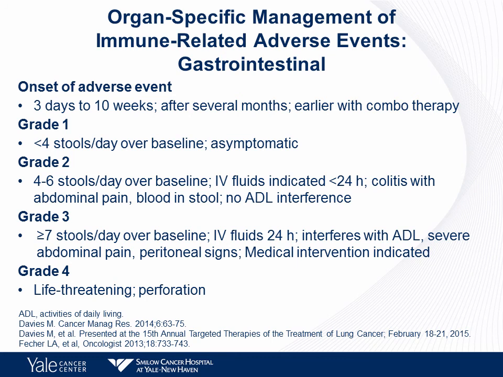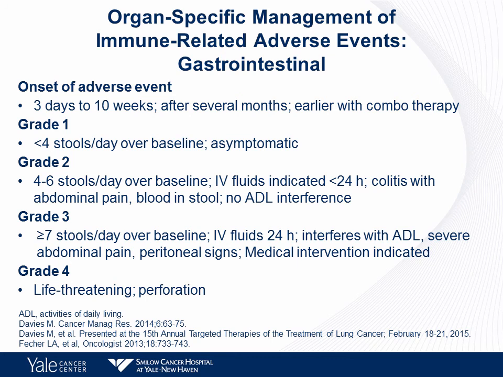Grade 1 is less than 4 stools per day over baseline. These patients tend to be asymptomatic. Grade 2 is 4 to 6 stools over baseline. IV fluids may be indicated. Patients with colitis may also develop abdominal pain, blood in the stool, cramping, flatus. There is typically no ADL interference at grade 2.